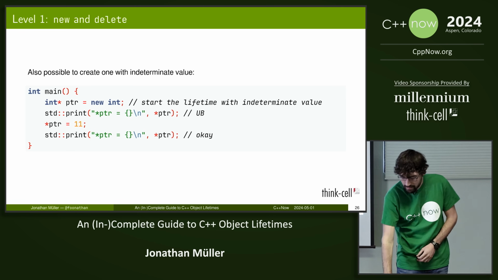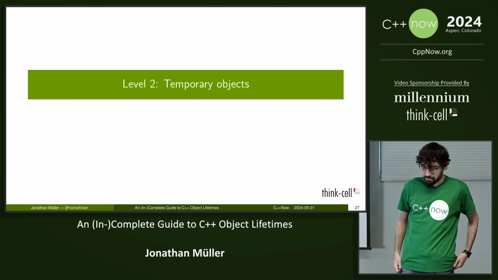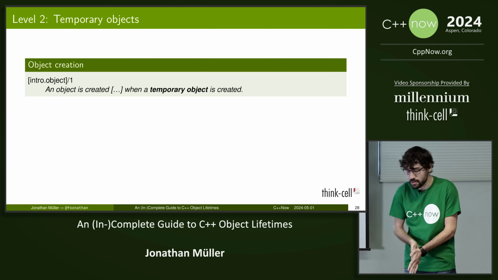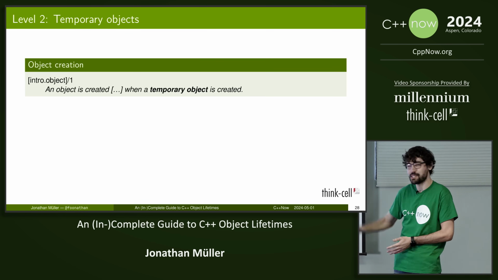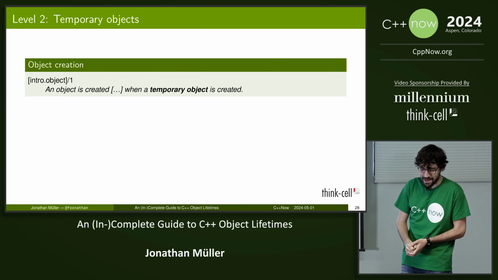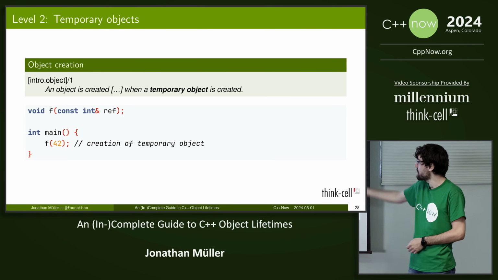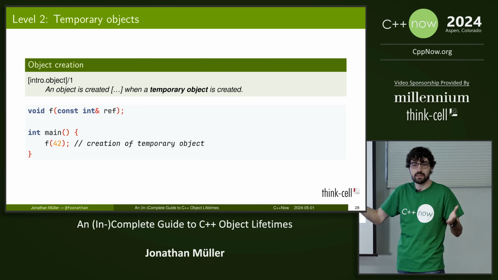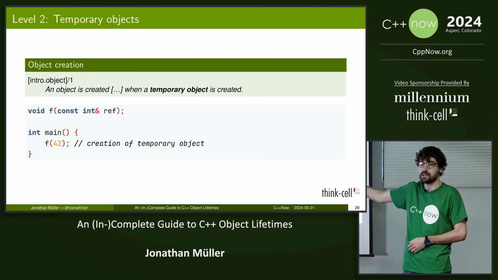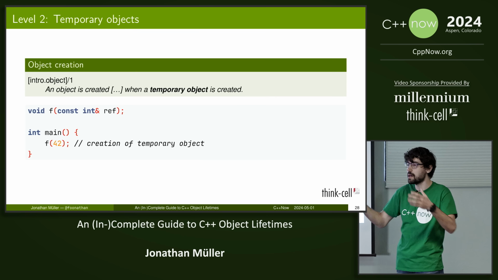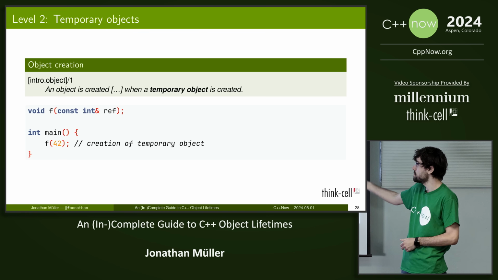So that's actually easier. Let's talk about temporaries. An object is created when a temporary object is created, which is a great tautology if you pick the quote apart like that. For example, here we have a function that takes a reference, which needs to be an alias for an object, but we're calling it with 42, which isn't an object. It's the number 42. So we need to create an object to make it work.